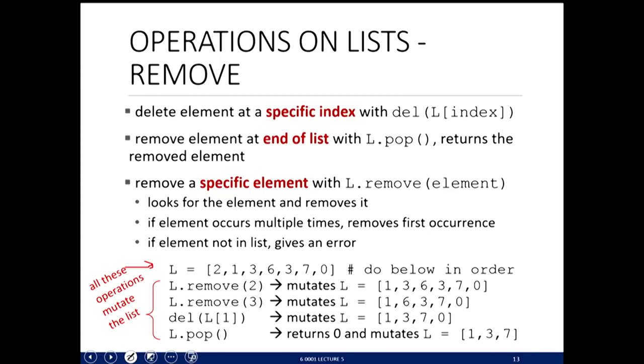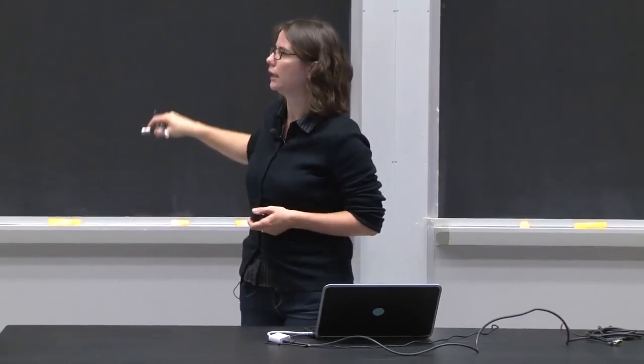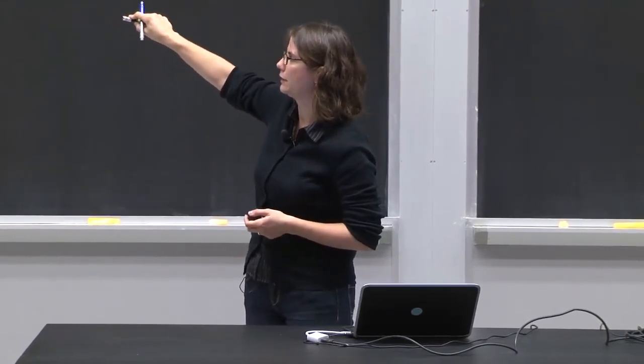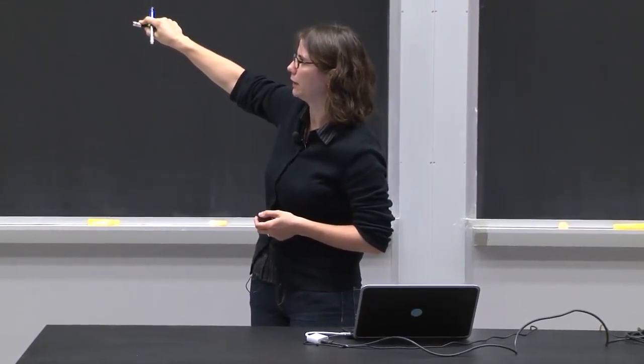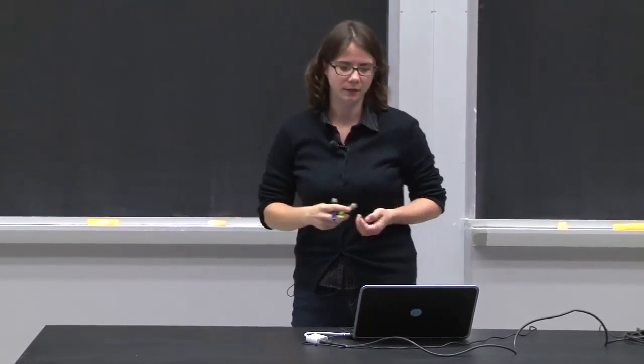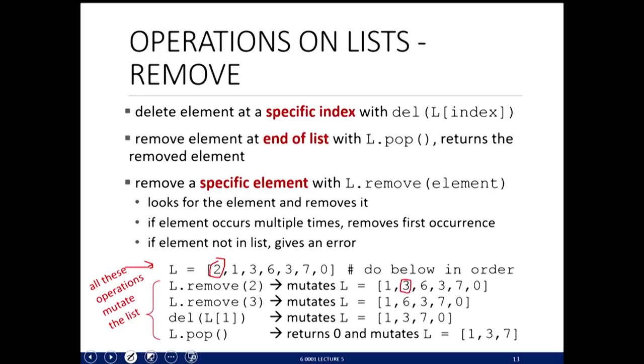Okay? So the first thing we're doing is we're removing 2 from our list. So when you remove 2, this says look for an element with the value 2 and take it away from the list. So that's the very first one here. So the list we're left with is just everything after it. Then I want to remove 3 from the list, and notice there's 2 of them. There's this 3 here, and there's this 3 here. So we're going to remove only the first one, okay, which is this one here. So the list we're left with is 1, 6, 3, 7, 0.